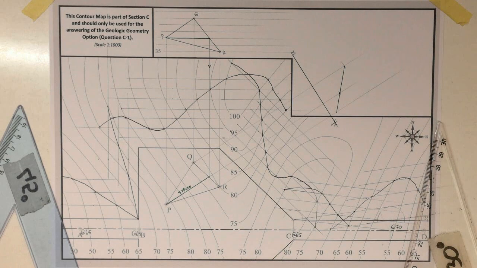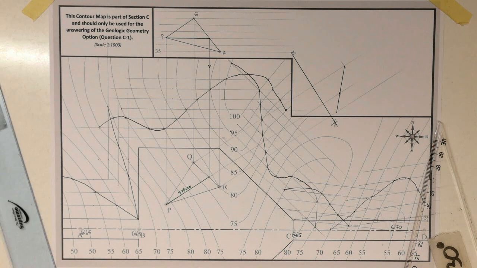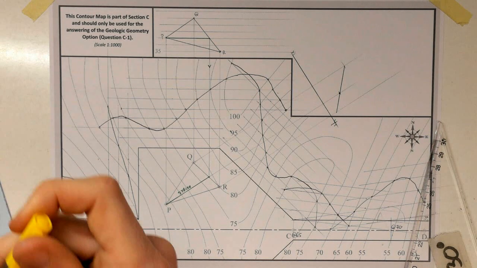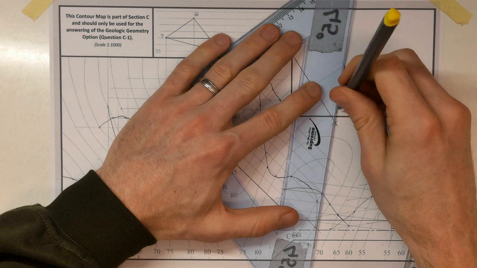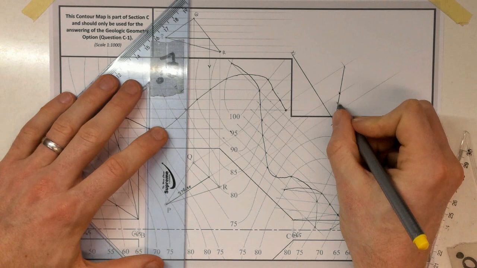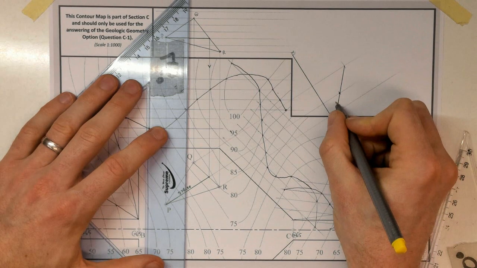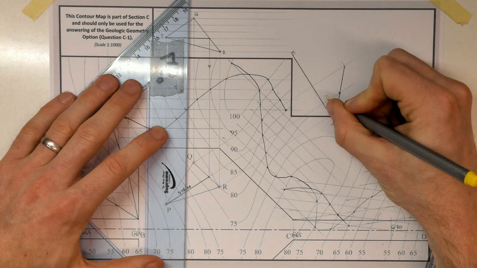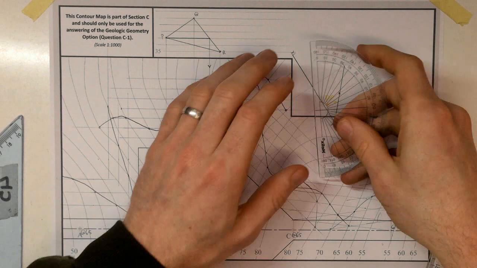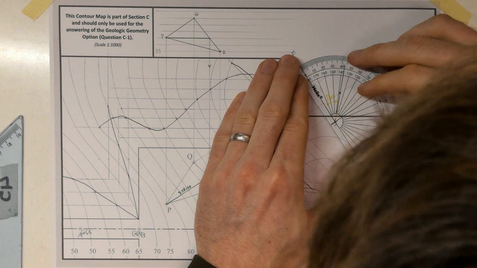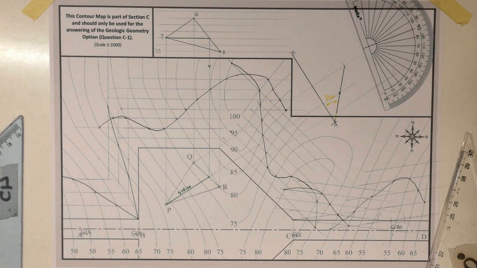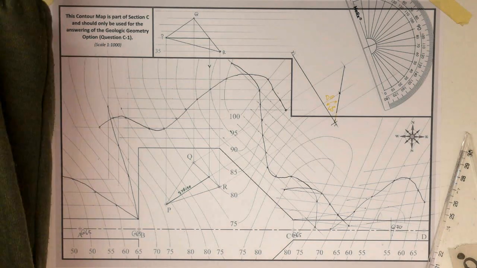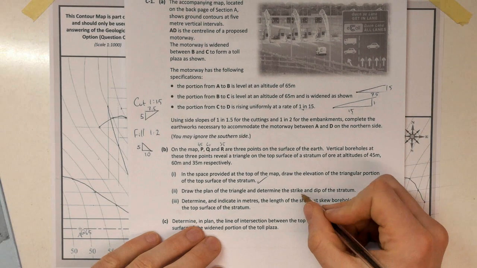Okay, they're asking us for the dip. So our dip is going to be, okay. Let's extend that on. That's my dip. Now measure the angle. Which in this case is 43 degrees. So 43 degrees. Okay. So we've found our dip and our strike of the stratum.